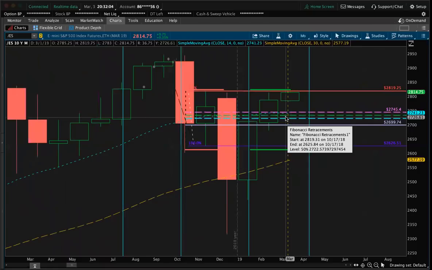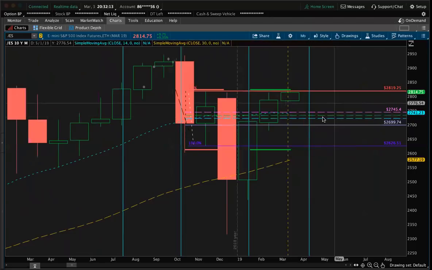See? So on the monthly, the 14 SMA coincides with the what? The 14 SMA, no, the 30 SMA on the weekly. 27.45 is a great demand. So I would like to see a bounce down here.